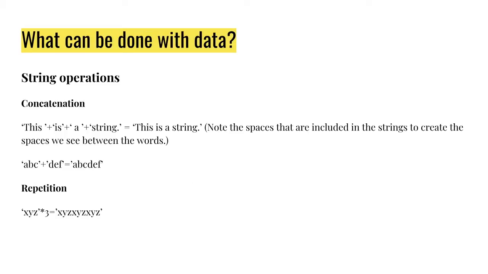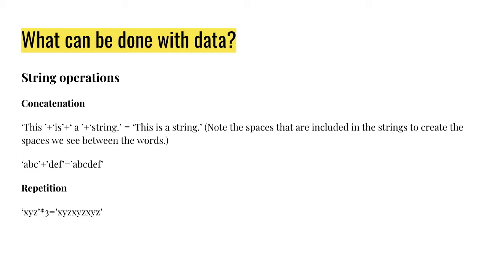What can you do with data? Well, with strings, we've already seen some of the things that you can do with strings. I've shown you concatenation, which is what you see on the screen here with the "this" plus "is" plus "a" plus "string". You can also do what's called repetition, and that's essentially multiplying strings. And when you multiply a string by a number, that just repeats the string however many times the number would indicate, as you can see in the example on the page.